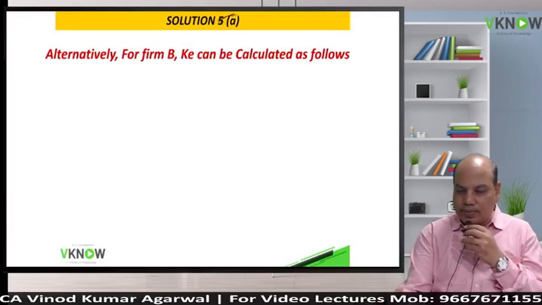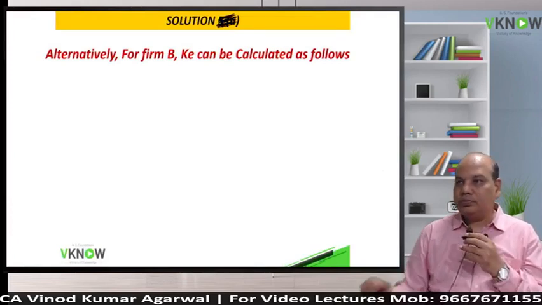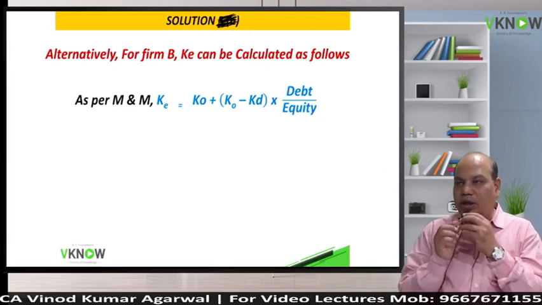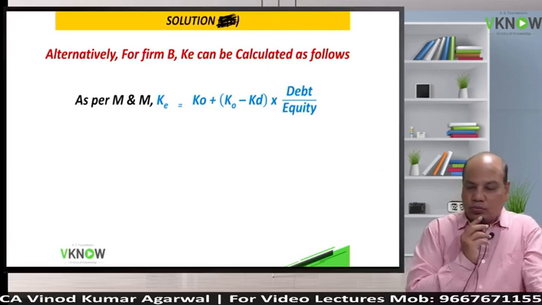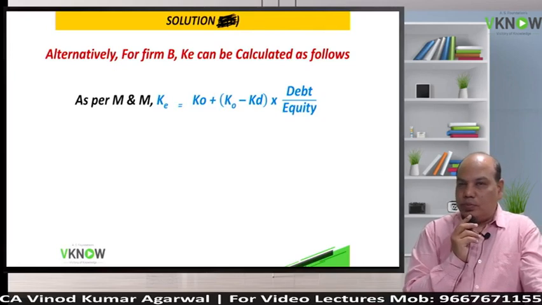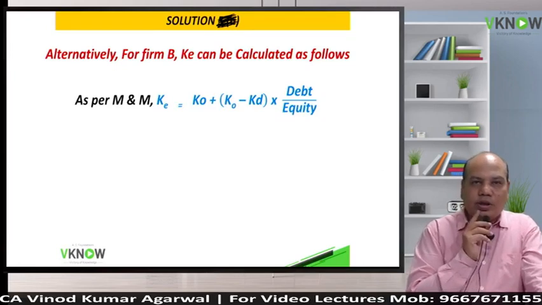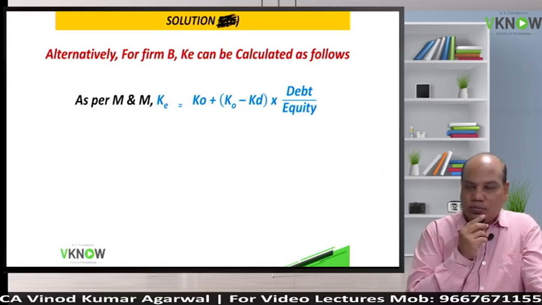Write down below. Alternatively, for firm B, KE can be calculated as follows. Do you remember the formula for cost of equity as per M&M? So write down as per M&M, KE is equal to KO plus KO minus KD into debt upon equity.